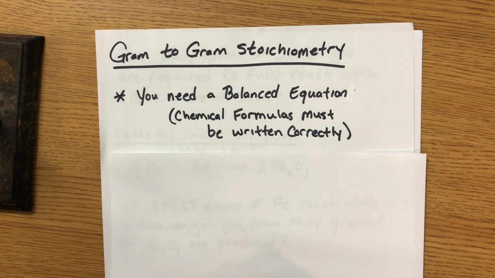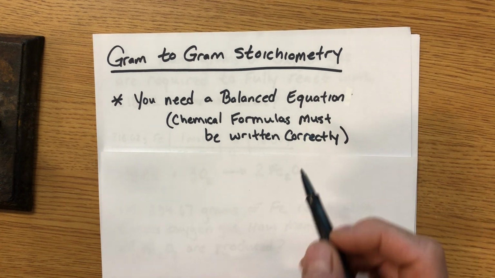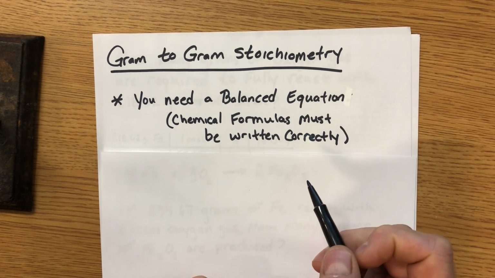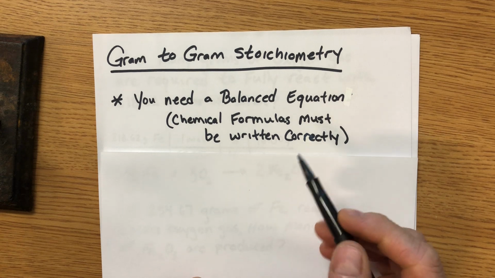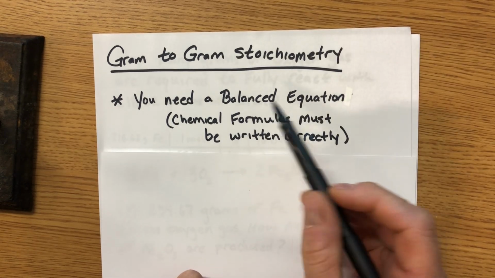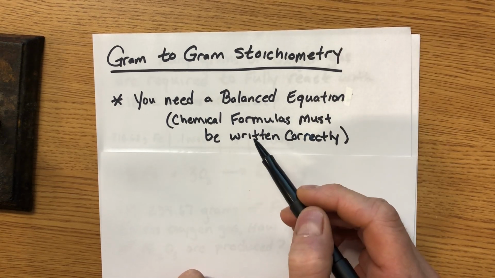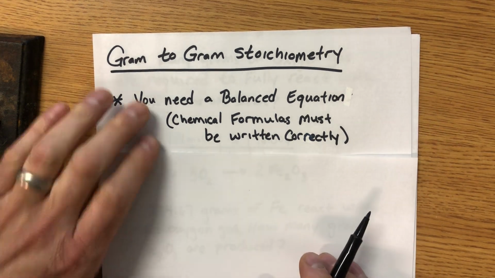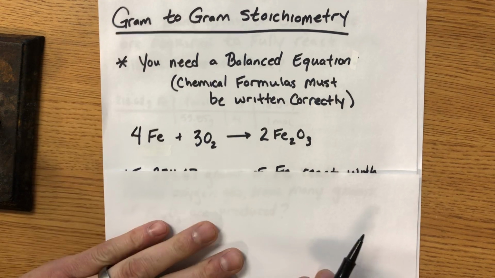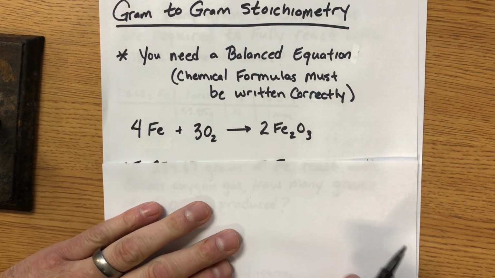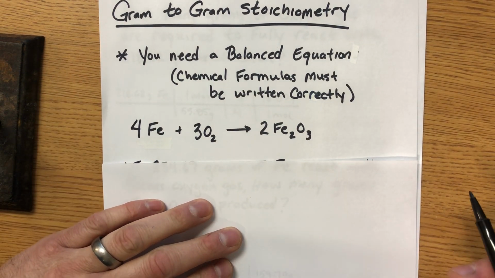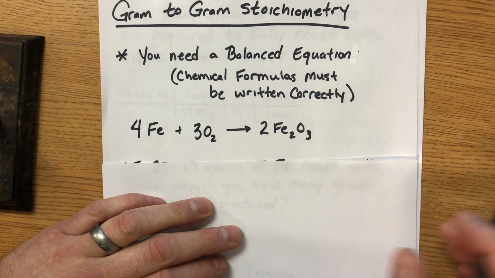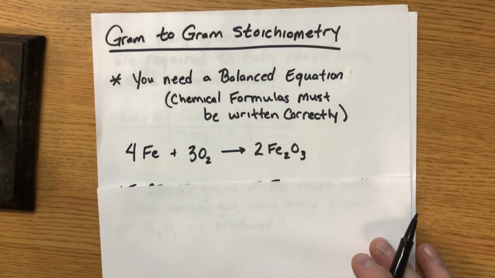So just like with mole to mole stoichiometry, you need to have a balanced equation to do these problems. And again, it's really important to make a balanced equation. You have to be really good at putting your formulas together. That's really, really important here. So let's take a look at an equation that we have seen before. This is the synthesis of iron 3 oxide from iron and oxygen gas.